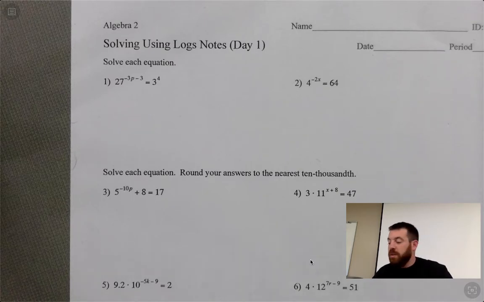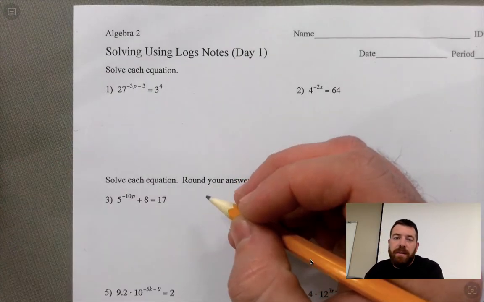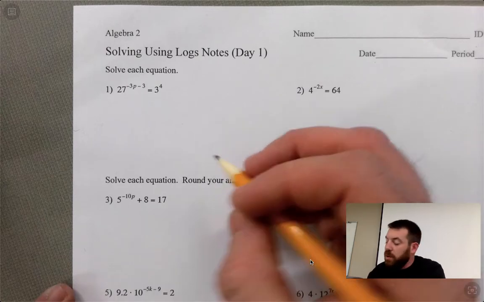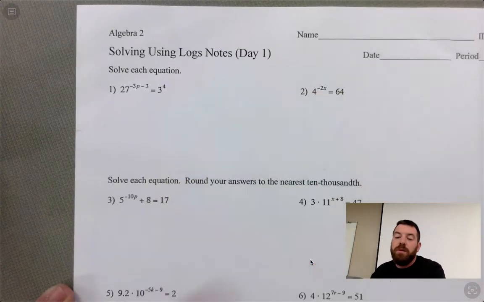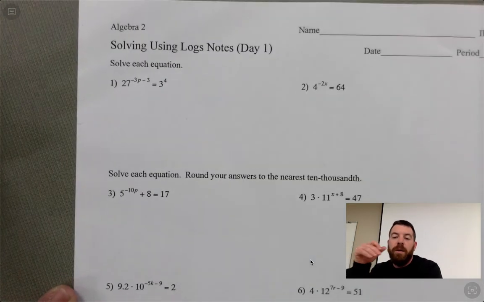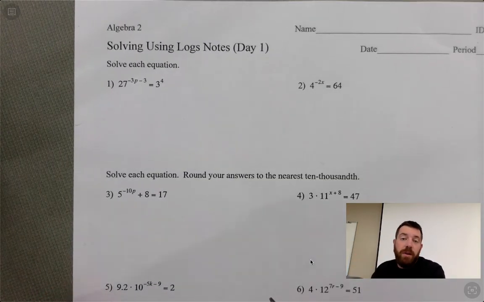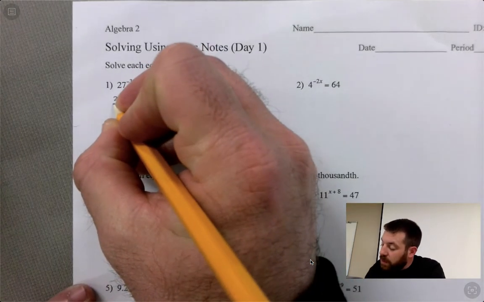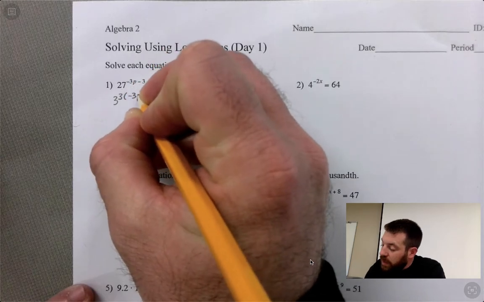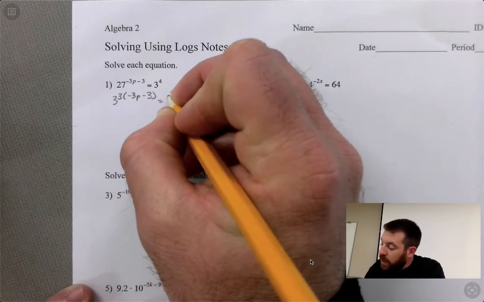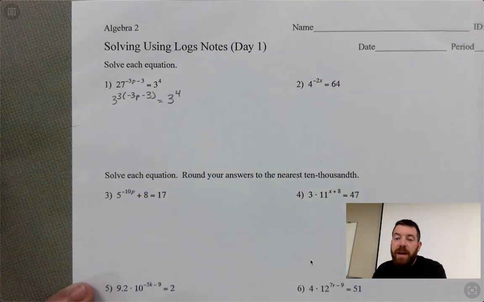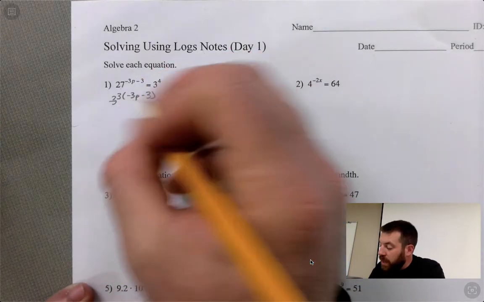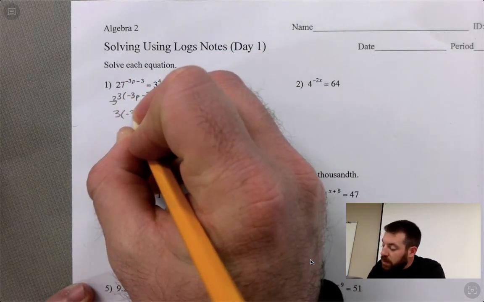On these equations, we need to make sure that I have the same base. Okay, so it's a 27. I need a base of 3. So what we're going to do is change 27 to a base of 3. So 3 raised to what power gives me 27? I know that that is 3 cubed. So we're going to change 27 to 3 cubed. Now I don't touch the negative 3p minus 3 at all, but I do this. Now that I have the same base, I can cross those out and bring the exponents down. So it looks like this.